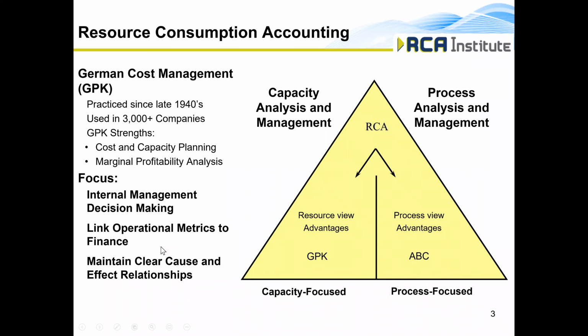So I always go over this slide. RCA is a combination of German management accounting techniques called Grenzplankostenrechnung, or we shorten it to GPK, that have been in use in Germany since the 1940s, and they are actively used by many companies still today. In Germany, management accounting tends to be known as controlling, and that sort of controlling is a very different thing than what people in the US think of as the controlling function. But the focus of RCA is internal management decision making, not external financial reporting. The goal is to link operational metrics to finance and to maintain and show the clear cause and effect operational relationships with financial numbers.